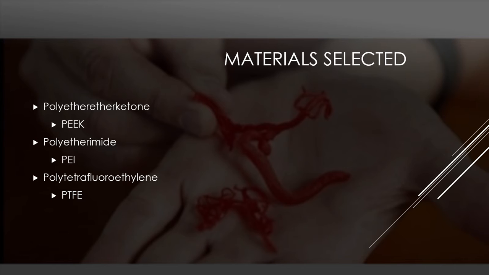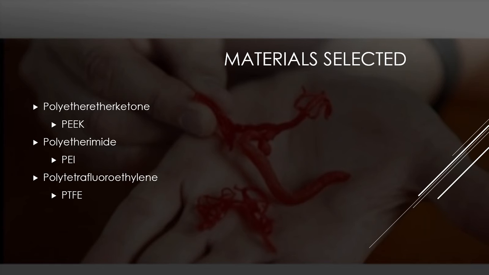The second material selected was polyetherimide, or PEI, which is another thermoplastic that allows for growth of fibroblast cells and endothelial cells. Fibroblast cells play a critical role in wound healing, and they are able to synthesize extracellular matrix, which helps close wounds. And the endothelial cells line the interior surface of a blood vessel and form an interface between the vessel itself and the circulating blood.